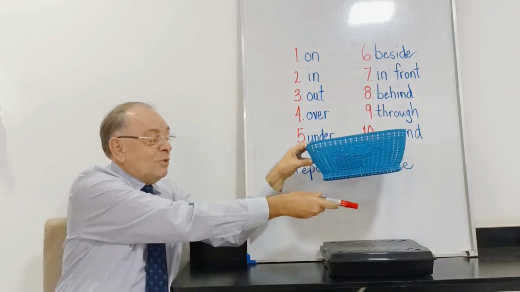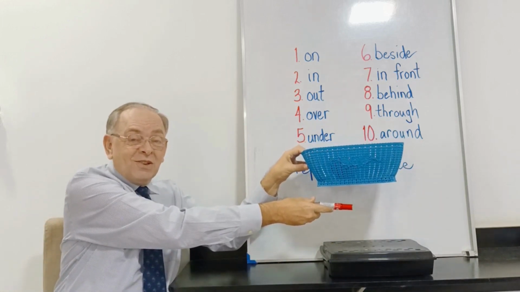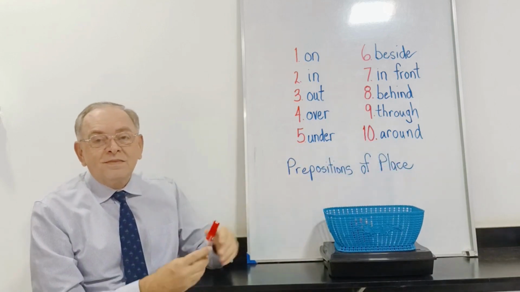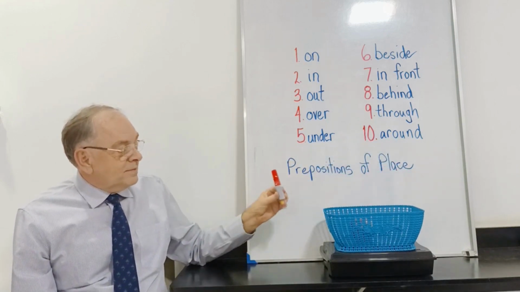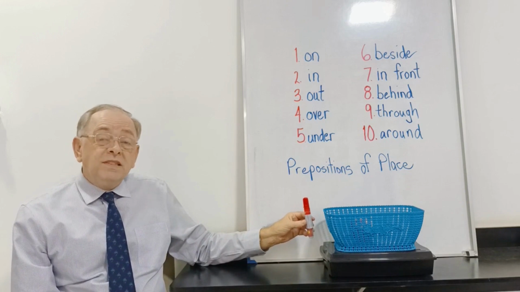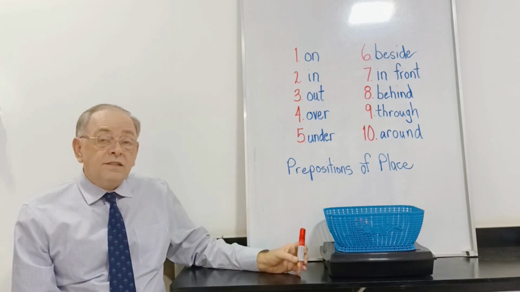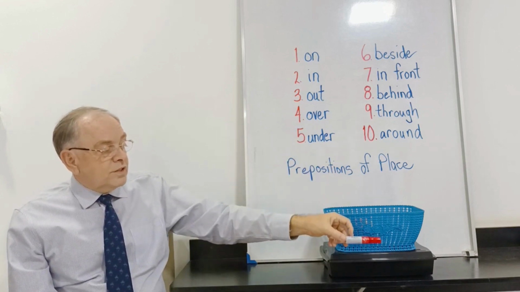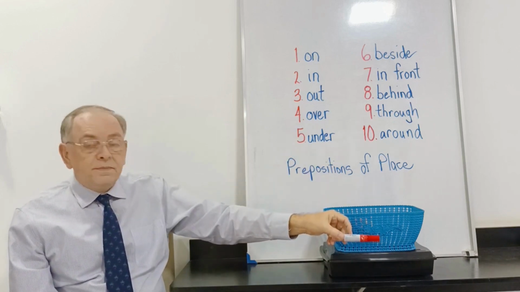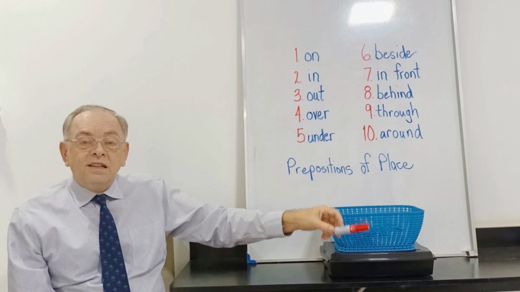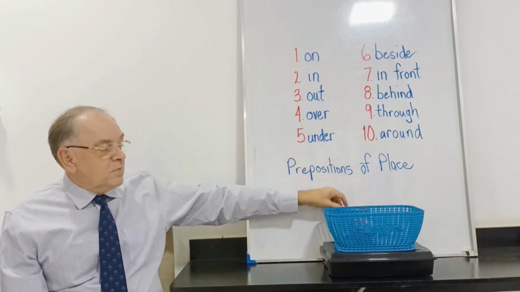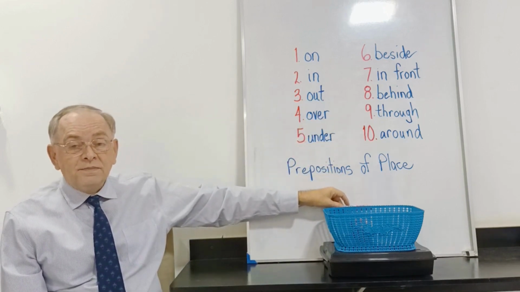Under. The red marker is under the basket. Beside. The red marker is beside the basket. In front. The red marker is in front of the basket. Behind. The red marker is behind the basket.